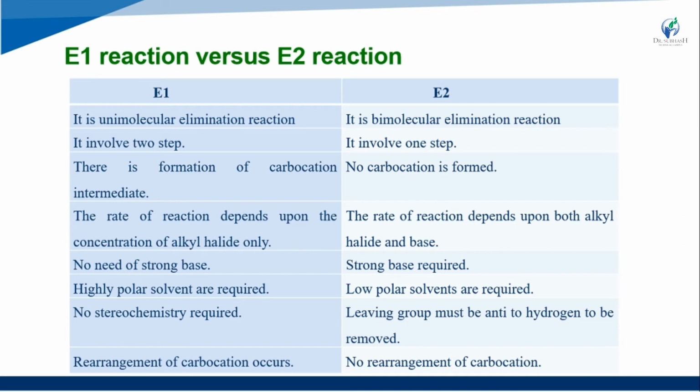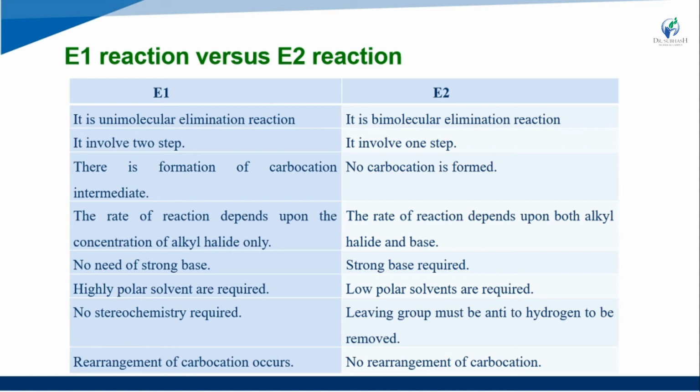Okay, so there is a formation of the carbocation as an intermediate in the E1 reaction, and in the E2 reaction no carbocation is formed. The rate of the reaction depends upon the concentration of the alkyl halide only in the E1 reaction. In the E2 reaction, the rate depends upon both the alkyl halide and the base. In the E1 reaction there is no need of a strong base, and in the E2 reaction a strong base is required. In E1, highly polar solvents are required, and in E2, low polar solvents are required.